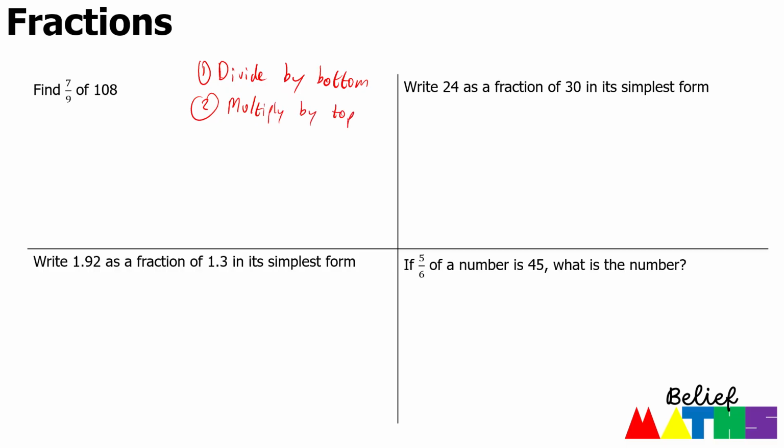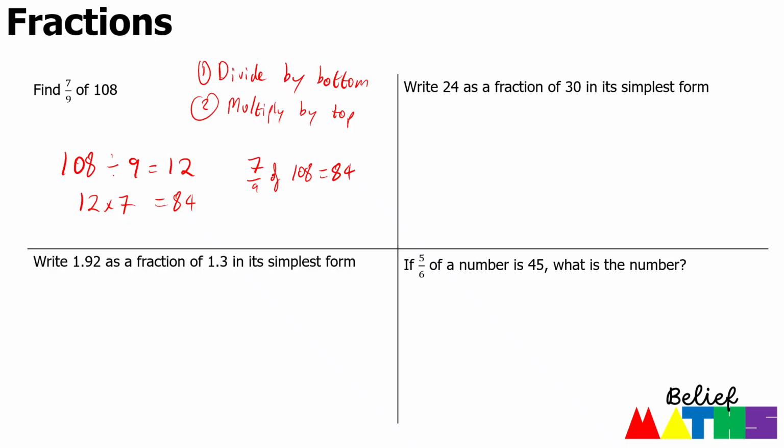Okay, so we're going to do 108 divided by 9, which is 12. And then we're going to just do 12 times 7, which is 84. So therefore we can say 7/9 of 108 is 84. The second question asks you to write 24 as a fraction of 30 in its simplest form.